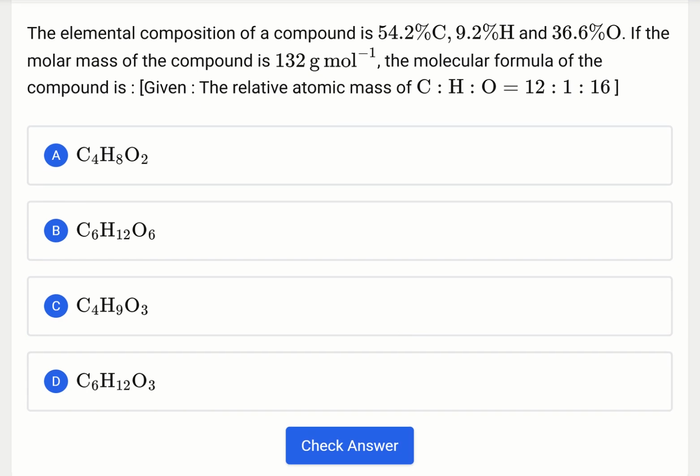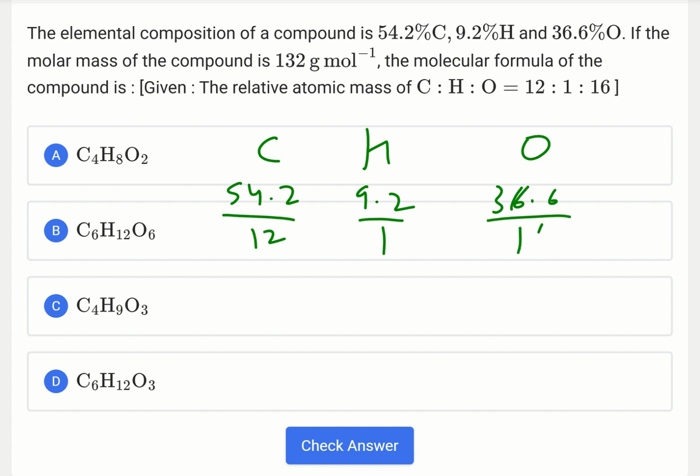The elemental composition of carbon, hydrogen and oxygen is given. If the molar mass is this, we have to find the molecular formula. This is a very easy question from chapter number 1. So just write carbon, hydrogen and oxygen: 54.2, 9.2, 36.6, divided by 12, 1 and 16. So 54 divided by 12 is 4.5. It is 9.2.